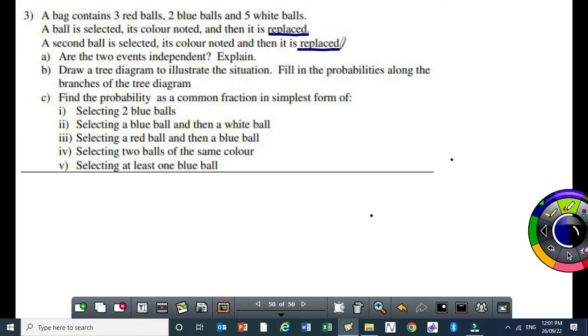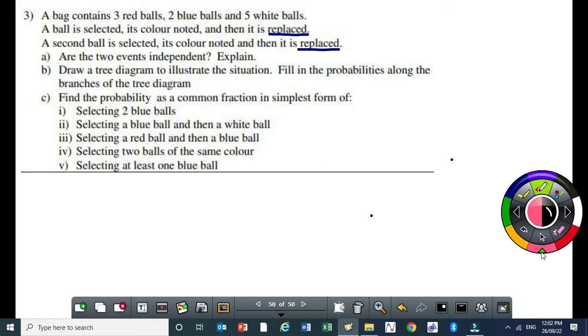Okay? There is replacement here, which means we are dealing with independent events because the second outcome is not affected by the first one because of that replacement. If the total in the sample space were to change, then we end up having dependent events. As long as the total in the sample space changes, then we have dependent events. Okay, so the first question, your answer here will be a yes.